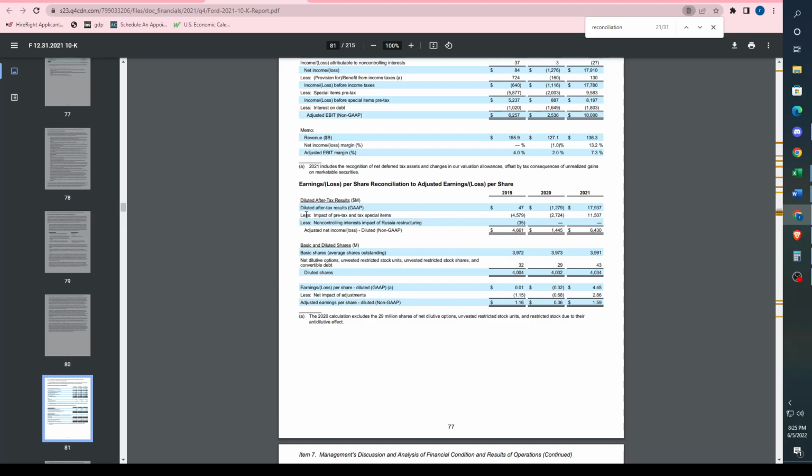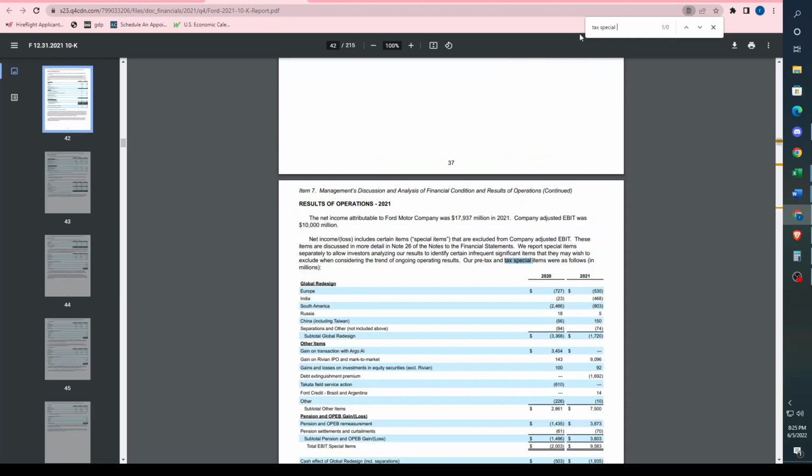What we can see here is the impact of pre-tax and tax special items. Now we're going to say, okay, what is tax special items? So now we could do some more investigative work. We could look up tax special items, and then let's see.